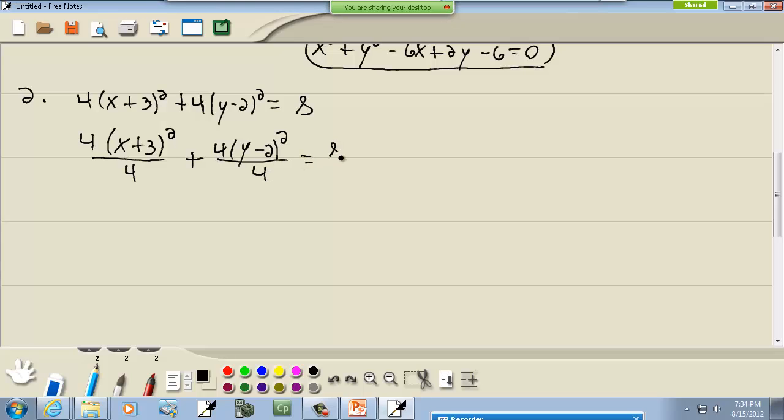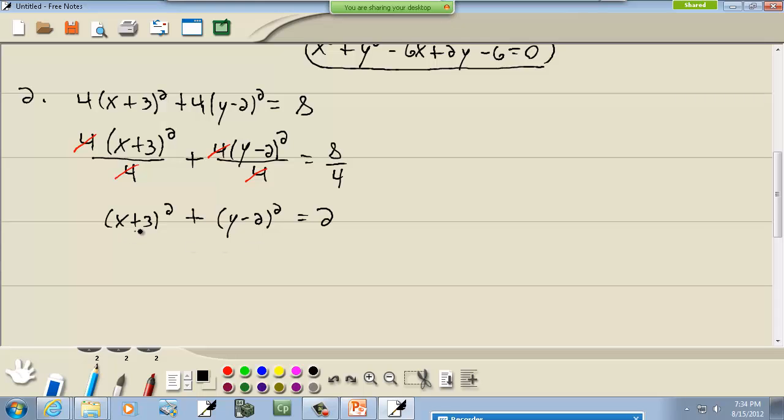And divide that by 4, and divide this by 4. And over here, this 4 is going to cancel, and those 4s will cancel. So we got x plus 3 squared plus y minus 2 squared equals 4 divided by 4, or 8 divided by 4 is 2. Sorry. Now this is in the standard form.